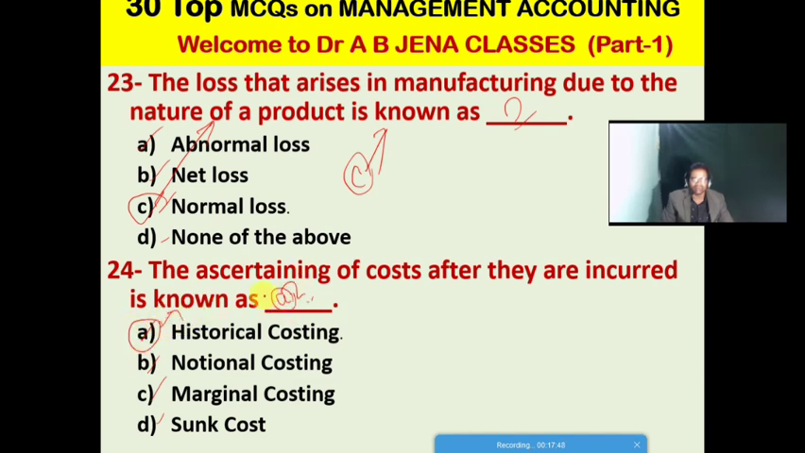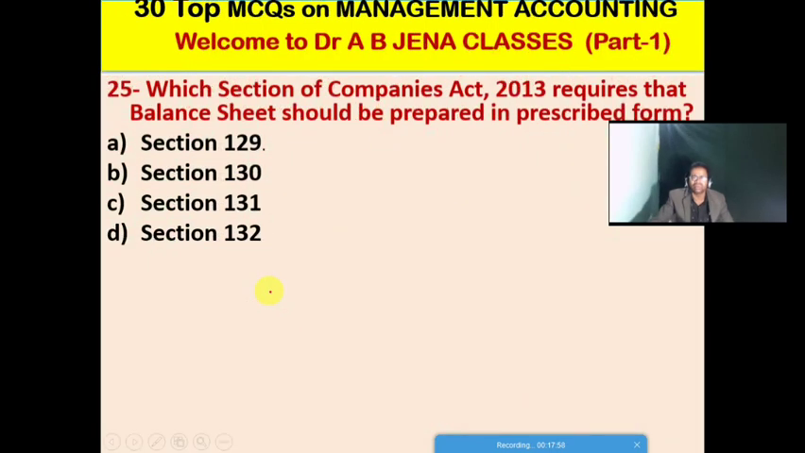The ascertaining of cost after it is incurred is called historical costing. So A is the right option for this MCQ.